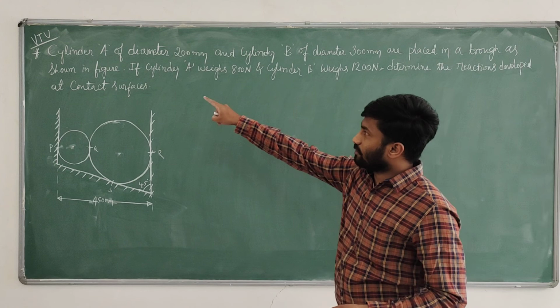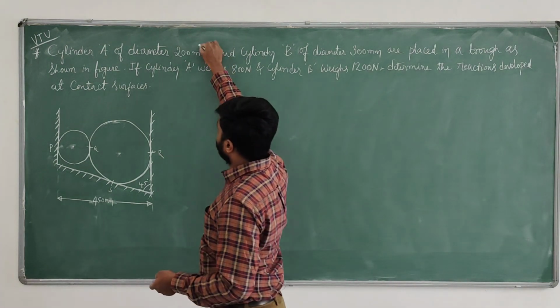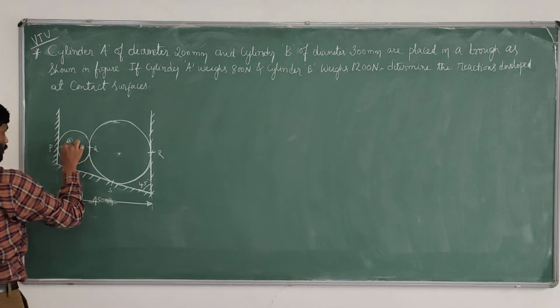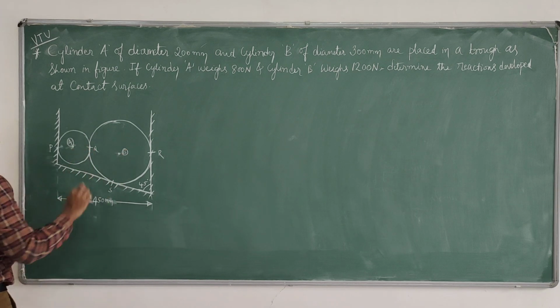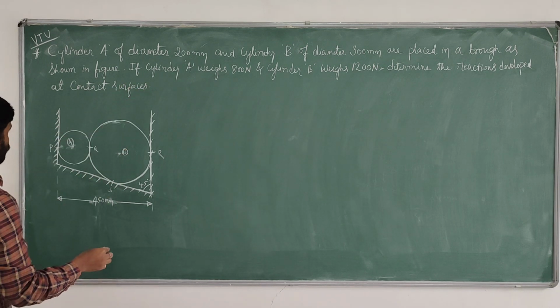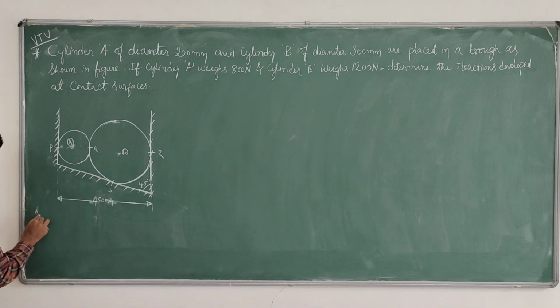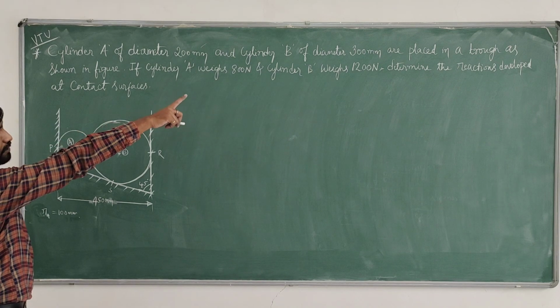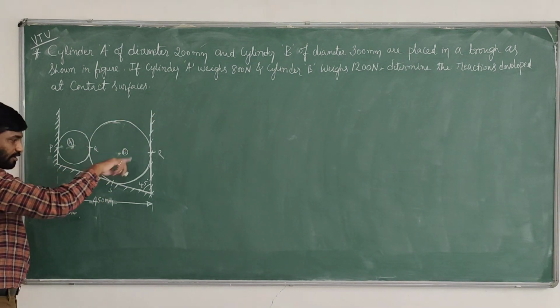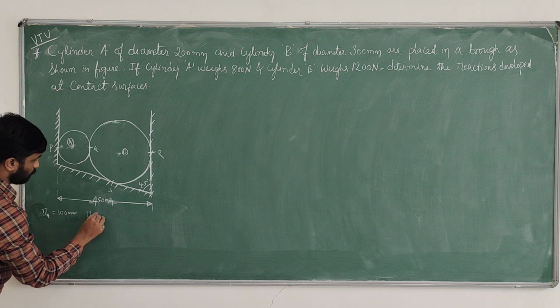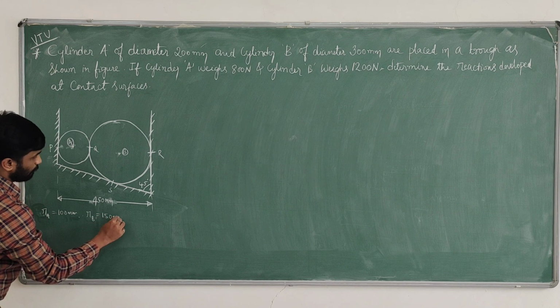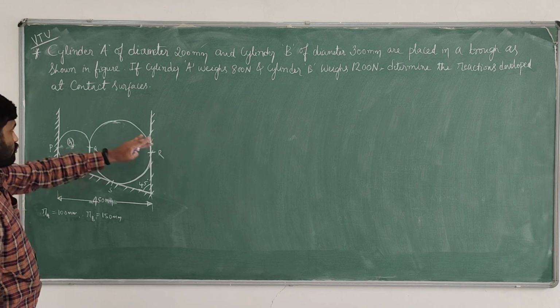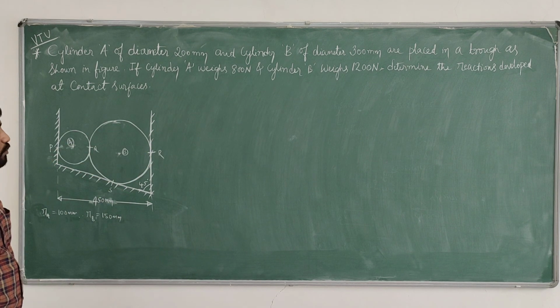Here, a cylinder A of diameter 200 mm. This is cylinder A and this is cylinder B. Cylinder A of diameter 200 mm, therefore dA equals 200, and the radius of A equals 200 by 2, which is 100 mm. Cylinder B has a diameter of 300, therefore the radius of B equals 300 by 2, which is 150 mm. They are placed in a trough, a rectangular inclined trough, as shown in the figure.